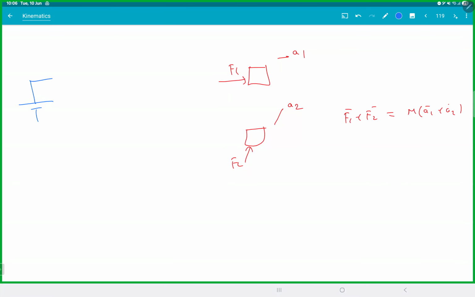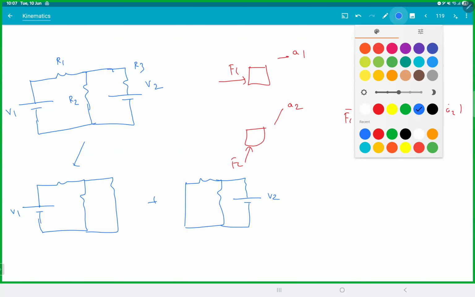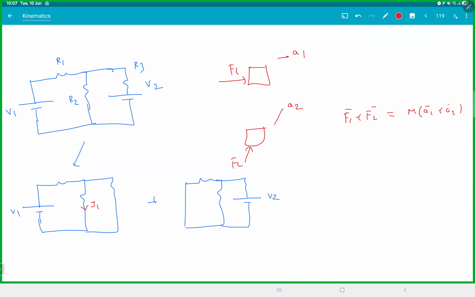Not only here, suppose you have a circuit like this and there are two batteries. Let's say this battery is V1, this battery is V2. Let this be R1, let this be R2, and let this be R3. Let's say if you have only battery V1, then the circuit will look like this. And if you have only battery V2, then the circuit will look like this. So if battery V1 creates current I1 here, and battery V2 creates current I2 here, if both the batteries are there, you get current I1 plus I2.